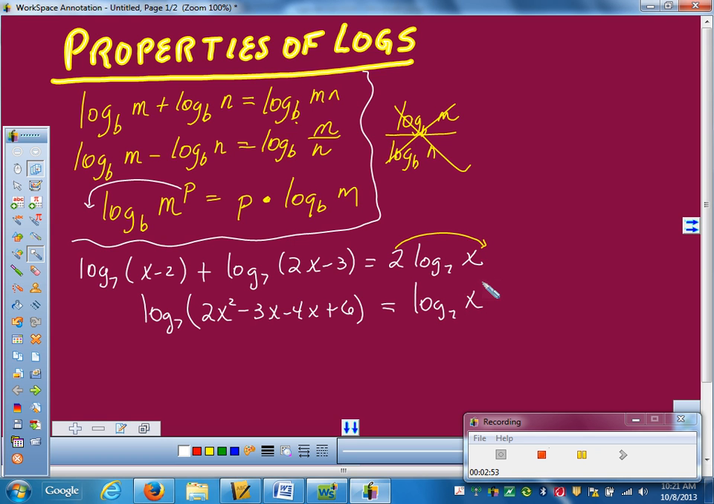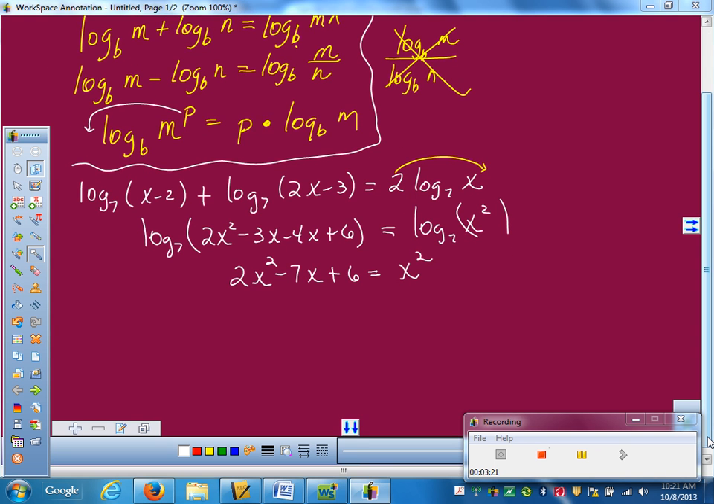So now the idea is we have same log, same base. You technically don't cross them out. You just drop them and you set the arguments equal. I'm going to add this together, so that's really 2x squared minus 7x plus 6 equals just plain x squared. And now it's a normal algebra problem. Subtract x squared, set it equal to 0 and solve it like every other quadratic we solve.